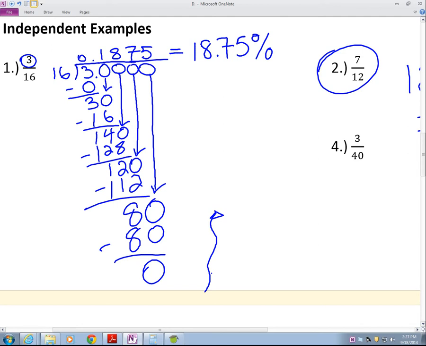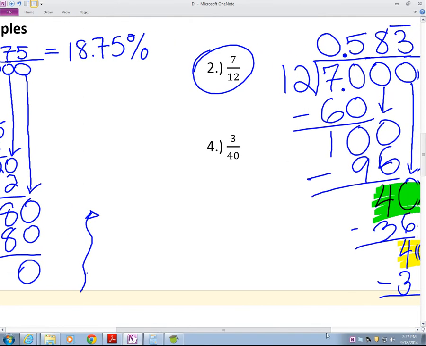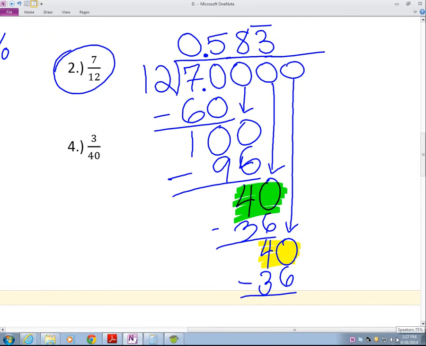Yes. Hey, this isn't language arts class, all right? All right. So we multiply this by 100, which becomes 58.3 bar percentage. 58.3 repeating percent.